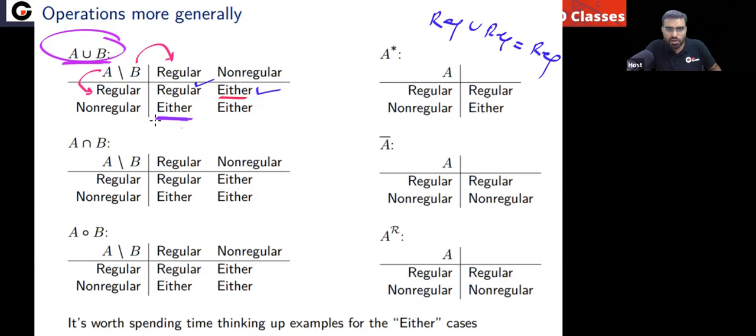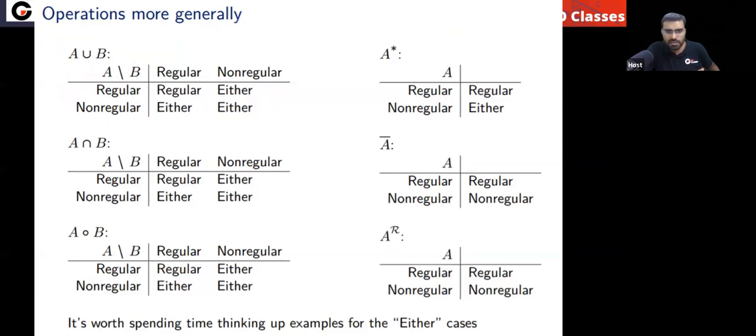Are you comfortable with this? If A is non-regular and B is regular, then the union may be anything. What about non-regular union non-regular? A and B both are non-regular. Then their union can be anything, regular or non-regular. So this is what we have done for union.